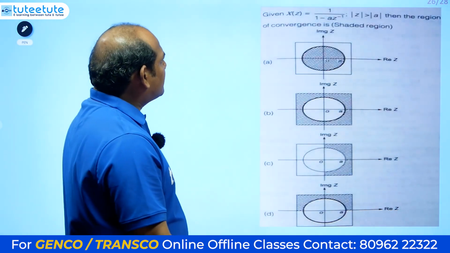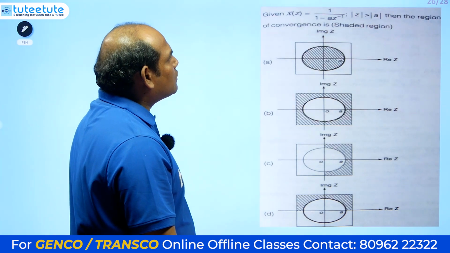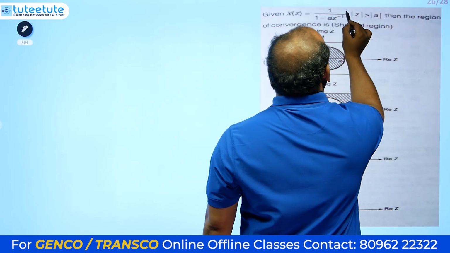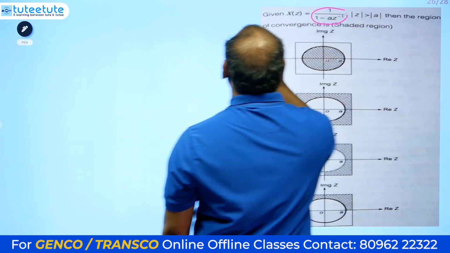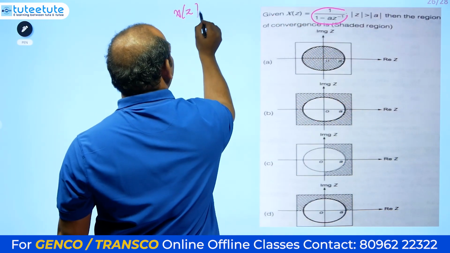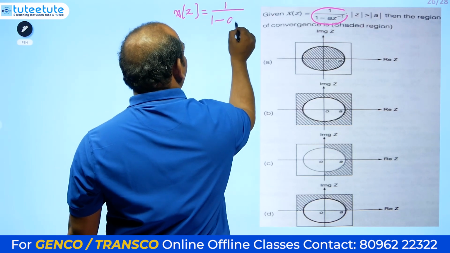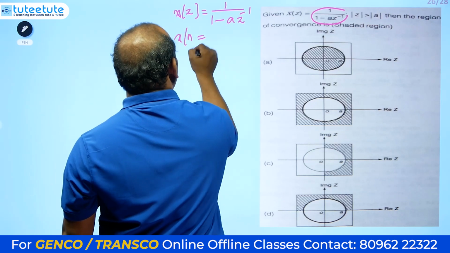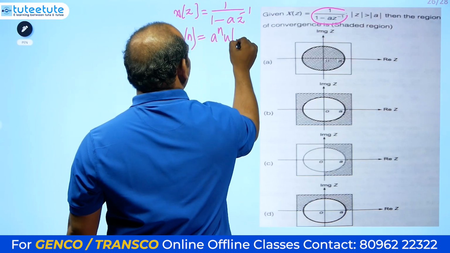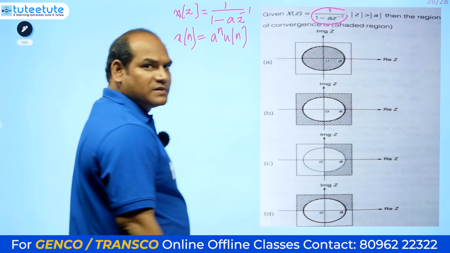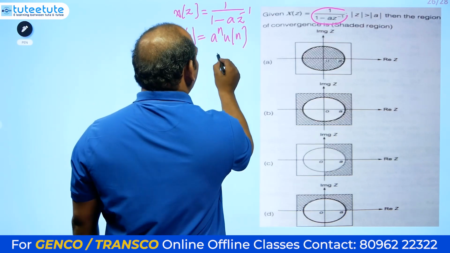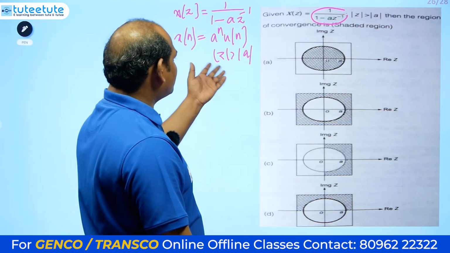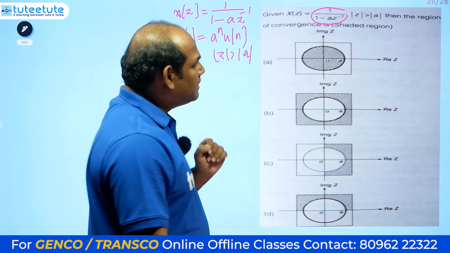Next one is given: x of z is equal to 1 by 1 minus a into z power minus 1. If you take it like this, it is actually the transform of x of n is equal to a power n u of n. That is what we can consider, and mod z is greater than mod a. For this one the Z transform will be like this, with ROC mod z greater than mod a.